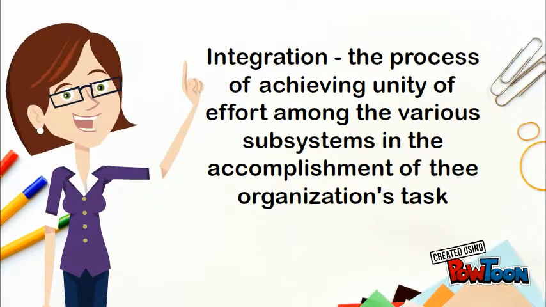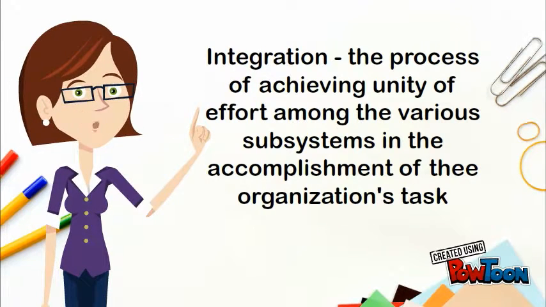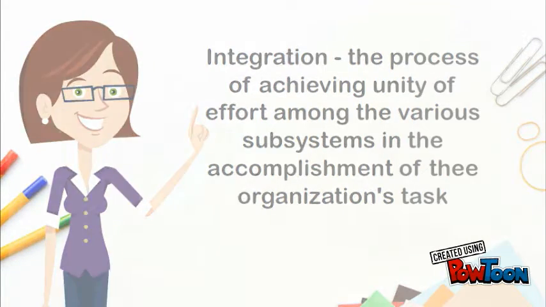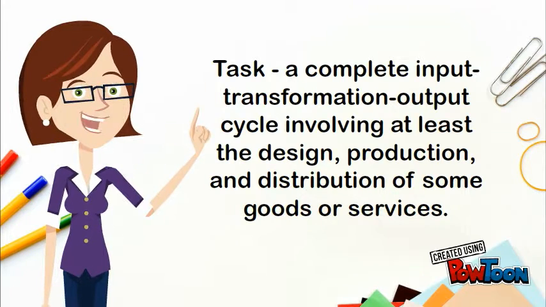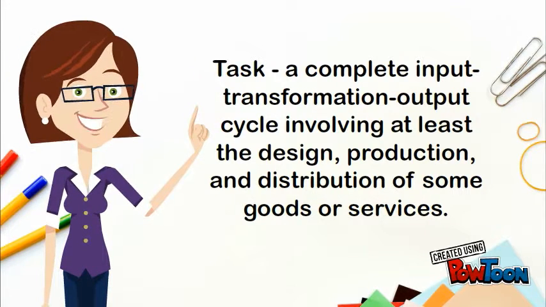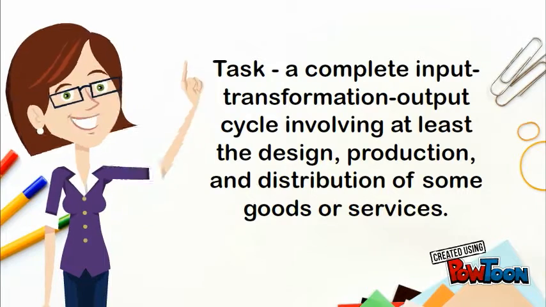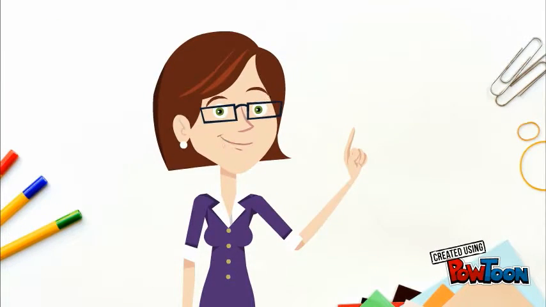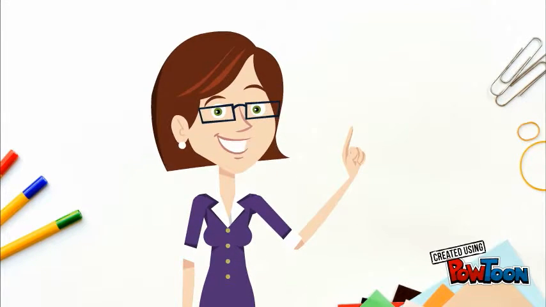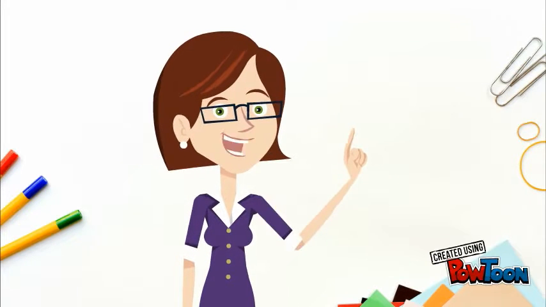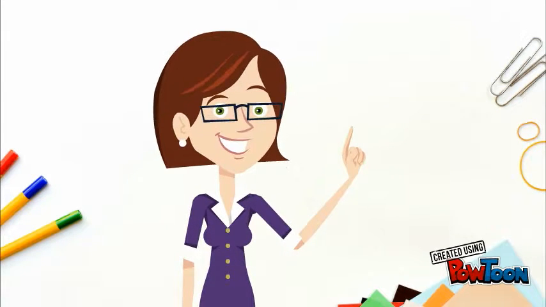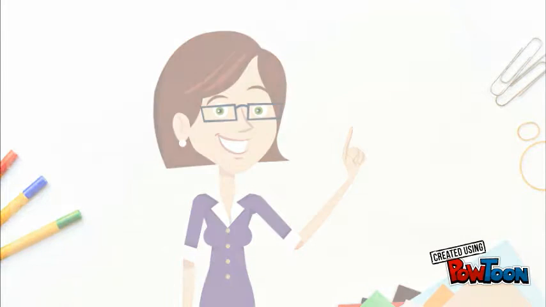Integration is defined as the process of achieving unity of effort among the various subsystems in the accomplishment of the organization's task. On the other hand, task is defined as a complete input-transformation-output cycle involving at least the design, production, and distribution of some goods or services. By these definitions, the boundaries of organizations will not always coincide with their legal boundaries. Some institutions, such as large corporations, encompass a number of organizations by our definition, while others, such as certain subcontractors, do not constitute a single complete organization.